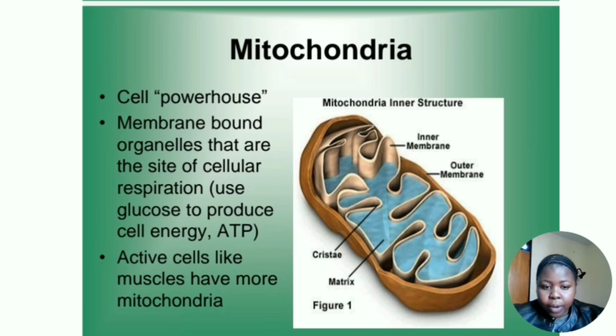When we say it is a site of cellular respiration, we mean that we use glucose to produce cell energy, which is also called ATP. Active cells like muscles have more mitochondria.